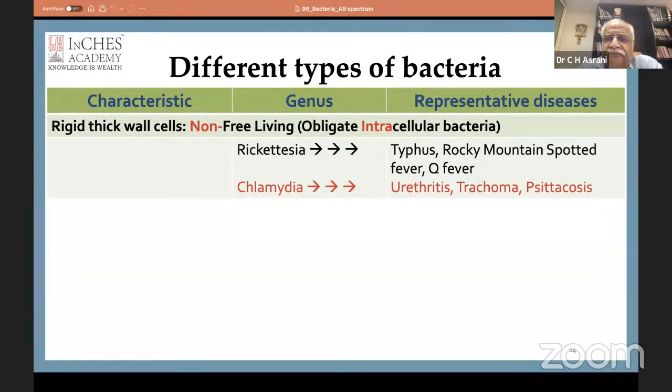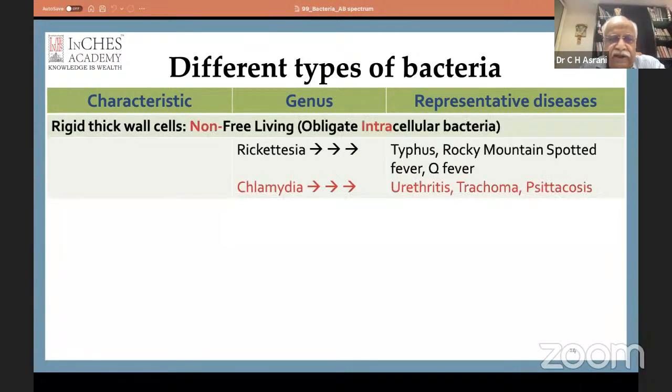Rickettsia causing typhus, Rocky Mountain spotted fever, and Q fever. We see typhus pretty commonly nowadays. And then we have chlamydia, which causes urethritis, trachoma, and psittacosis, which is actually a disease transmitted by parrots.